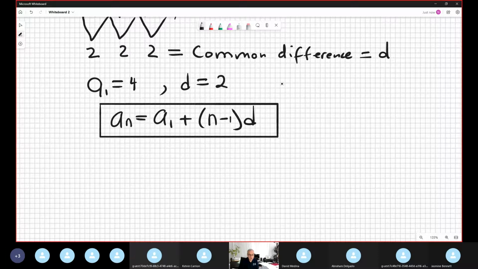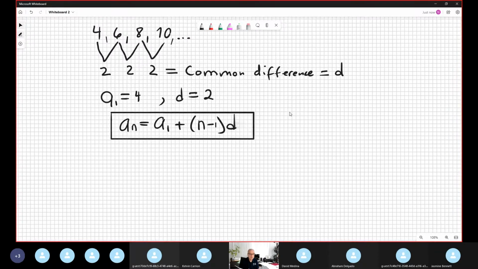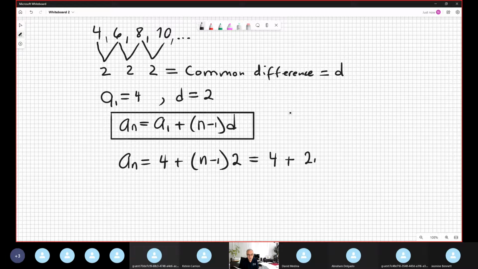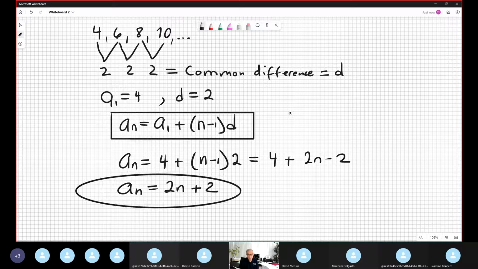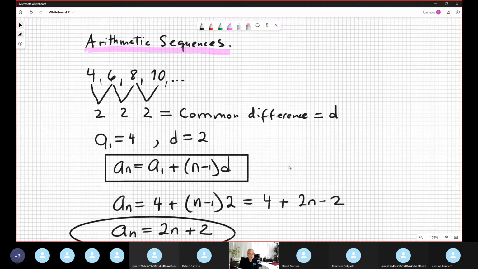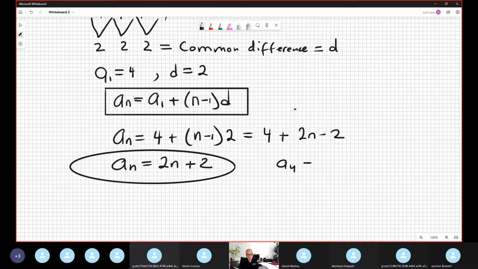If you apply this formula in our specific example, A1 is 4 plus n minus 1 and the common difference is 2. You manipulate a little bit: 4 plus, applying the distributive property, 2n minus 2. So A sub n is equal to 2n plus 2. This is the specific formula to find any value of this sequence. For example, remember the index is n: 1, 2, 3, 4. Suppose I use n equal 4, A sub 4. A sub 4 is 2 times 4 plus 2, which is 10. Exactly the same as we predicted.